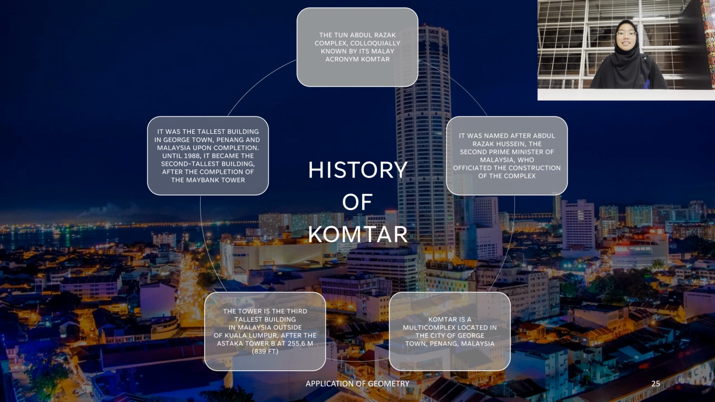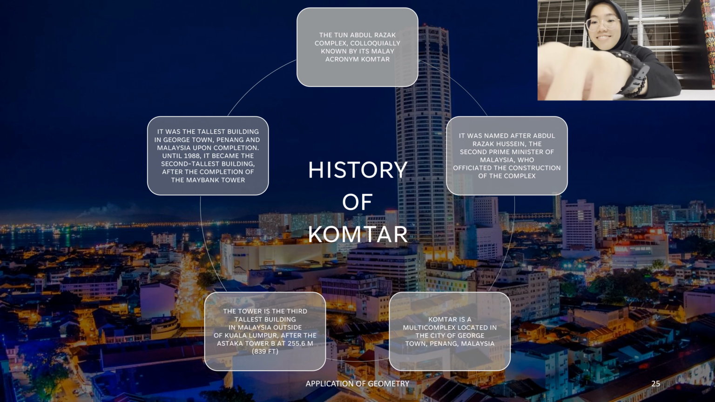The tower is the third tallest building in Malaysia outside of Kuala Lumpur after the Astaka Tower B at 255.6 meter. It was the tallest building in Georgetown, Penang and Malaysia upon completion. Until 1988, it became the second tallest building after the completion of the Maybank Tower. COMTAR, that's all.